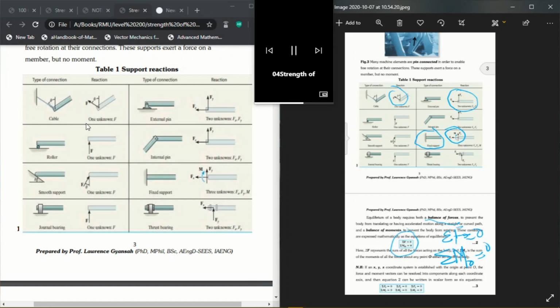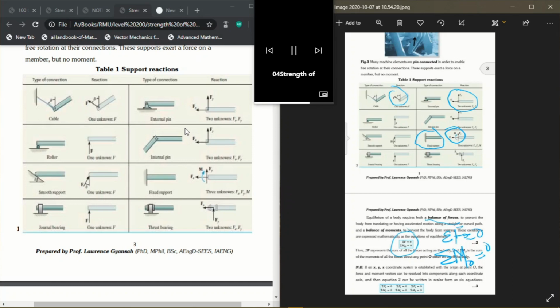For instance, if it is an external pin, like the one we see in articulated tracks, in bulldozers, in power shovels, in backhoes, in front end loaders, which are tractor equipment, machines and so on, you could see clearly that if we draw a free body diagram, those forces will be two different forces, one along the X and one along the Y.